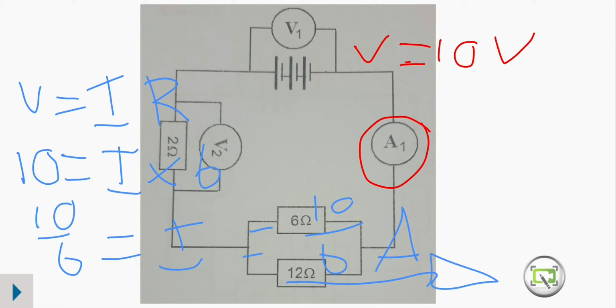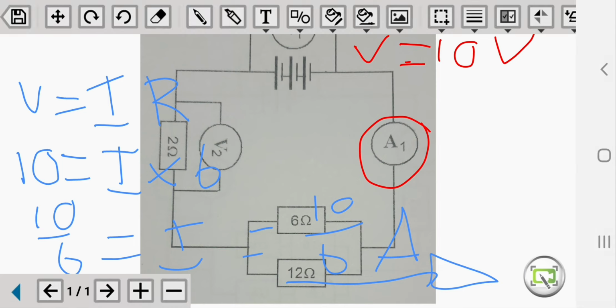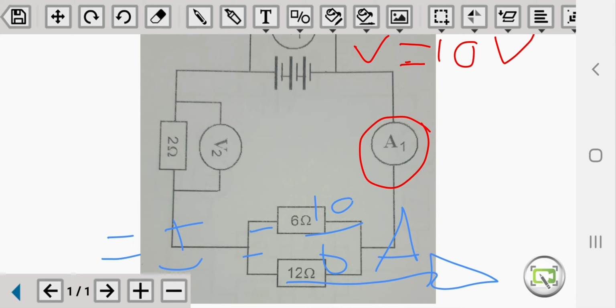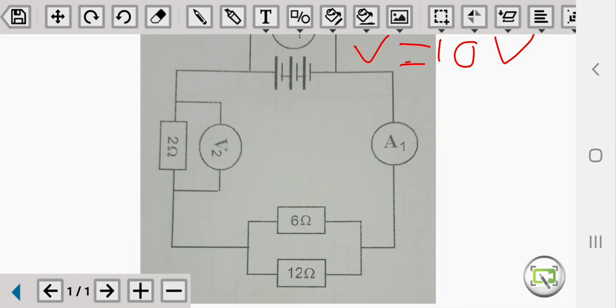And now that we have the total external resistance, we have the current in amperes flowing through the main circuit, we can use this current to determine some other components in the circuit. For example, V2. Now how will we calculate V2? V2 is a specific voltmeter, and that voltmeter is across the 2 ohm resistor and not any other resistor, and it's not part of the total voltages.